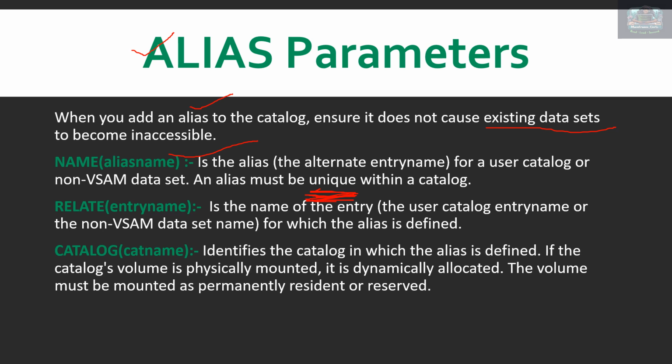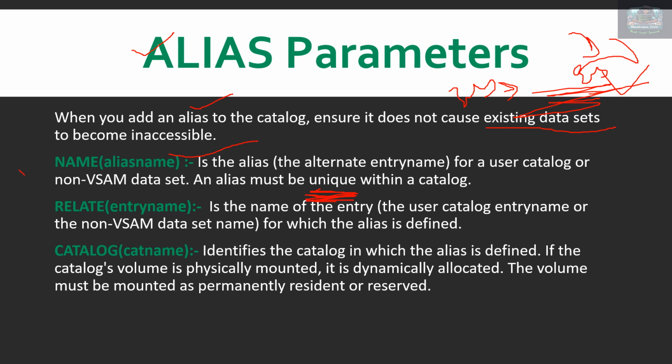So when you're creating an alias, first go to 3.4 and check whether the name you are giving already exists or not. If it exists, don't create it. If it isn't there, then create. So before defining, go and check in 3.4. After defining, go and check in 3.4 as well.